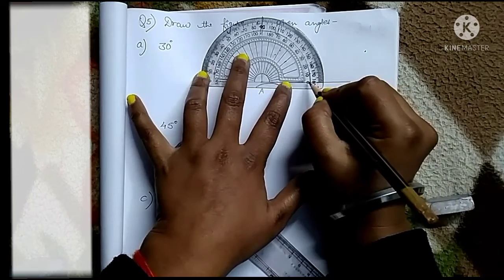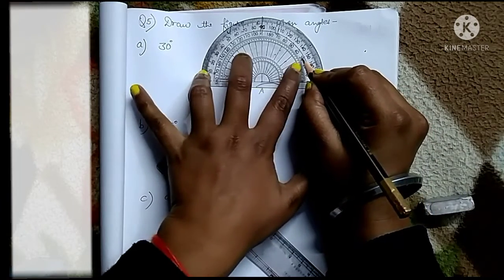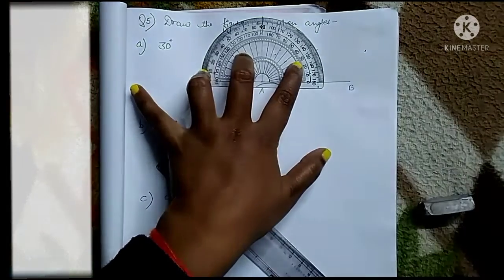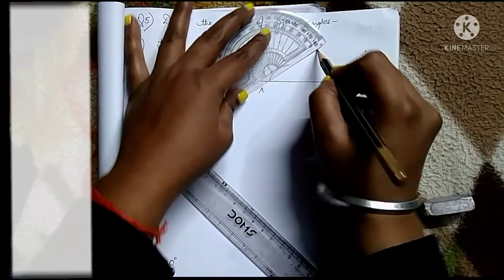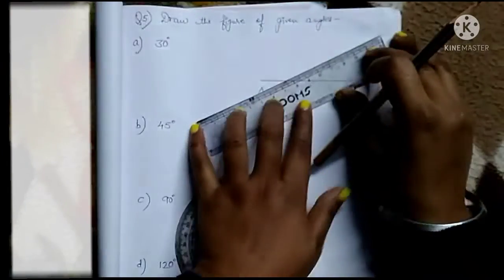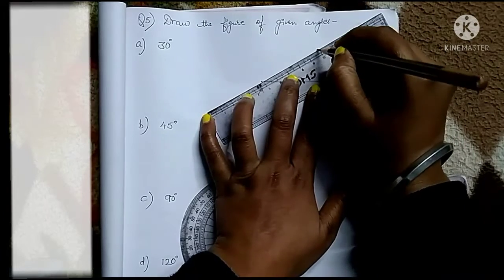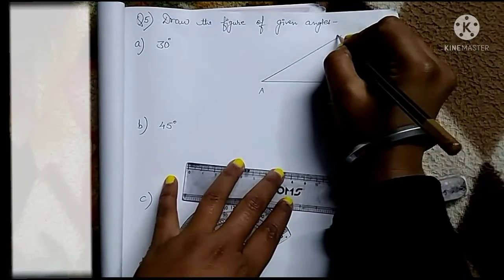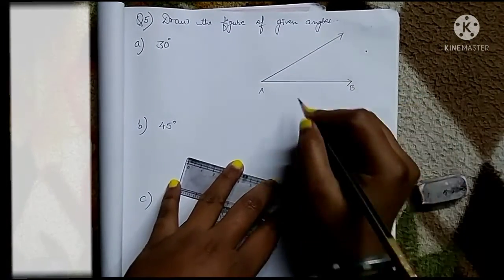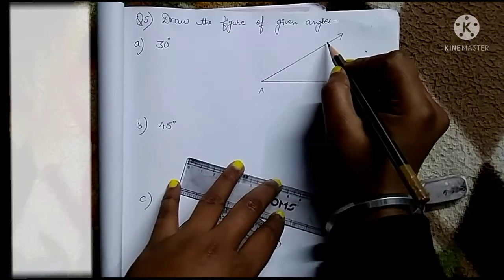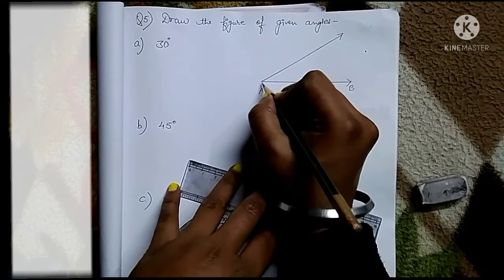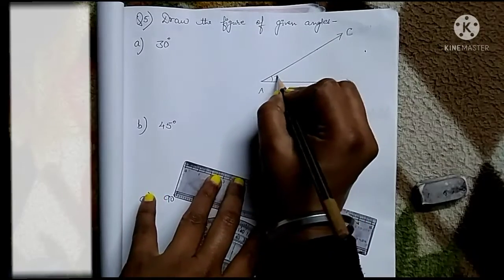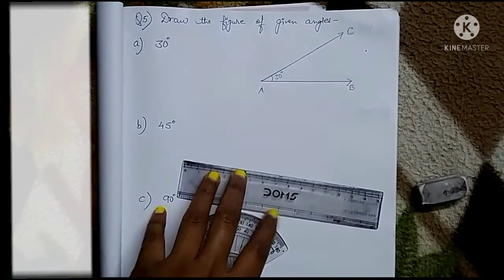Now 30 degrees. Here you see 0, 10, 20 and 30 degrees. For 30 degrees, this is a big line, so we make a small point here. Now we match this point to this point and join. Because you all know an angle is made from two arms or rays, which have a common point, and we name this C, and this is your angle of 30 degrees.